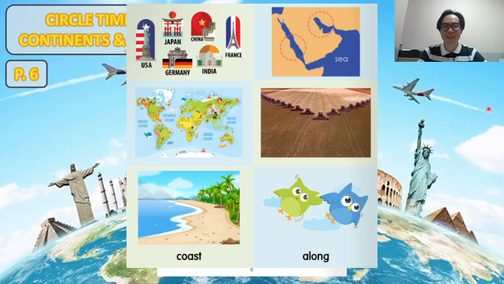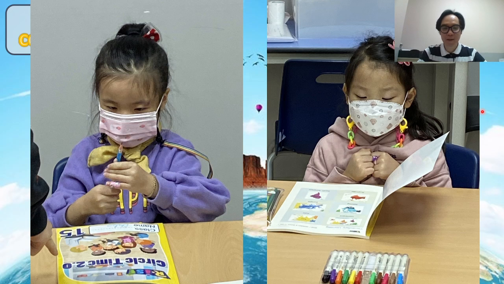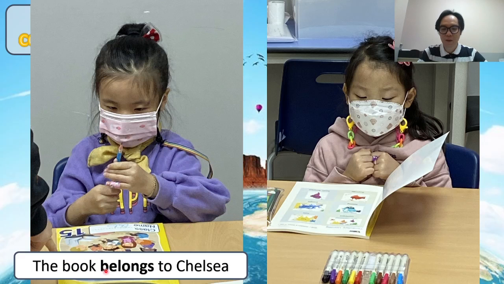Hooray! It's time to start our exercises. So, we are going to take a look at, what's this? They're pictures. Here we have Chelsea, and in front of Chelsea is a book. Whose book do you think this is? It's probably Chelsea's book. So we can say the book belongs to Chelsea. The book belongs to Chelsea.